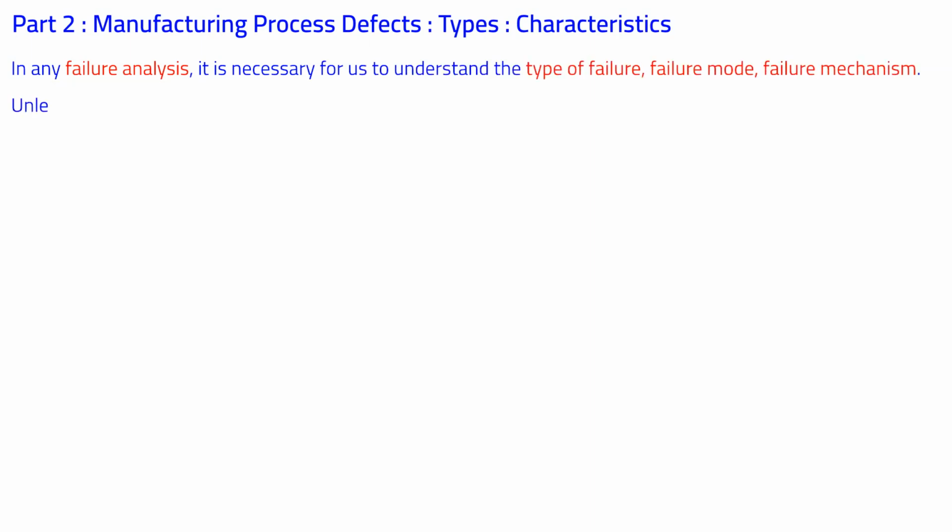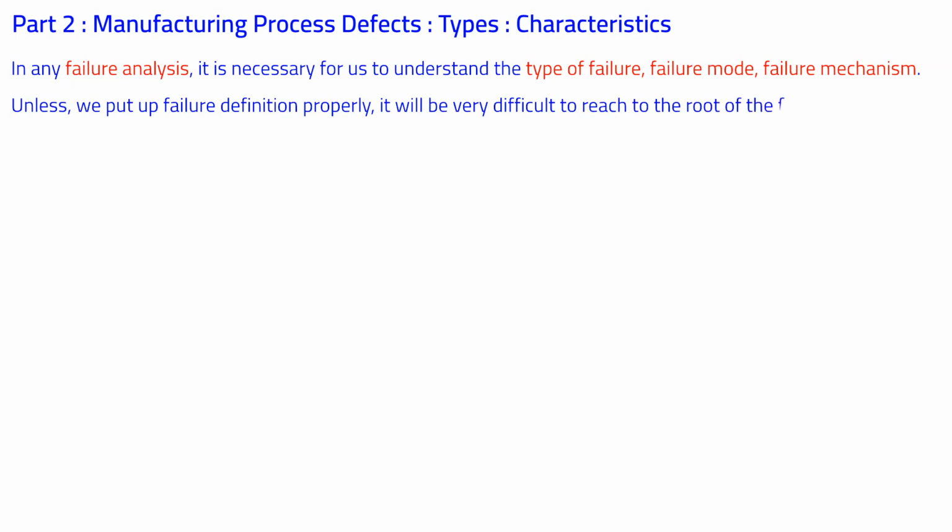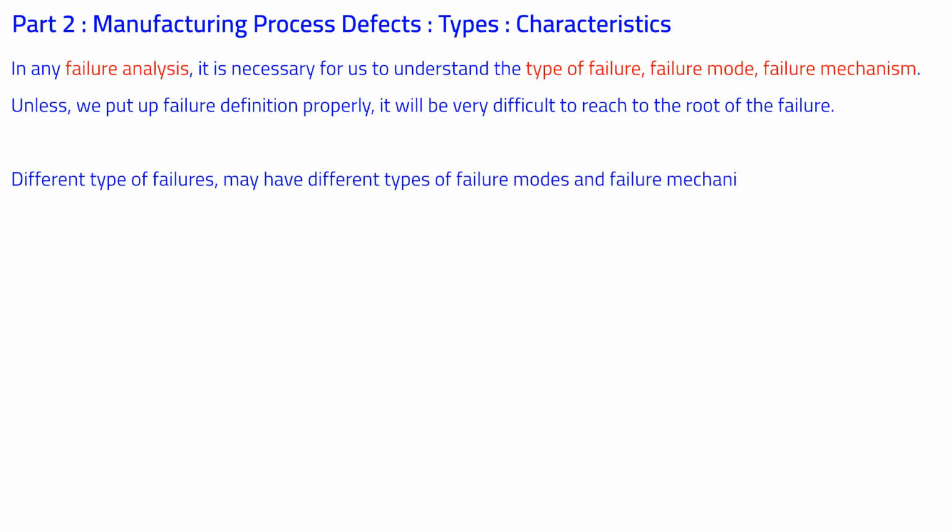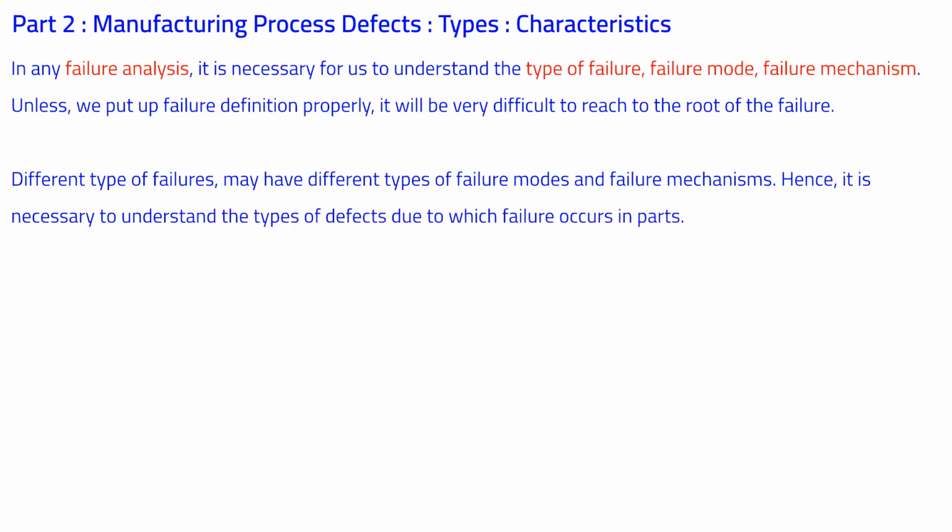Part 2, Manufacturing Process Defects, their types and characteristics. In any failure analysis, it is necessary for us to understand the type of failure, failure mode, failure mechanism. Unless we put up failure definition properly, it will be very difficult to reach the root of the failure. Different types of failures may have different types of failure modes and failure mechanisms. Hence, it is necessary to understand the types of defects due to which failure occurs in parts.